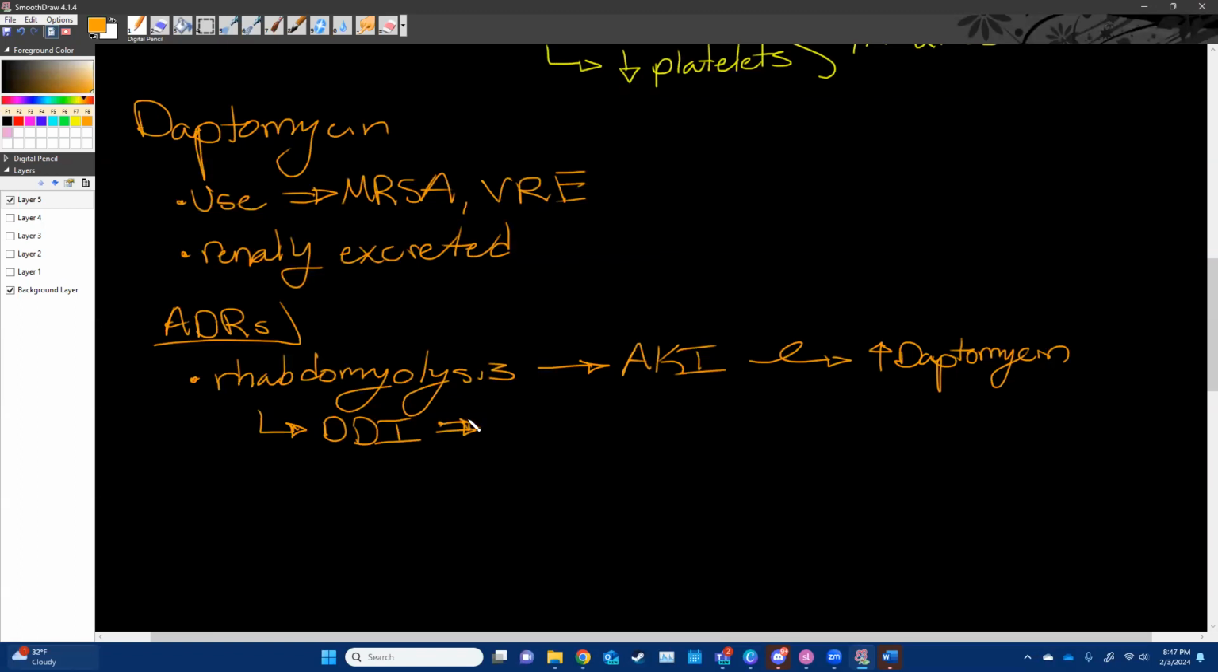What's one of the drug-drug interactions? Statins. Does this mean that someone has to be taken off of a statin if they get daptomycin? No, only if they are at risk of it, right? If they've had rhabdo in the past, something like that.